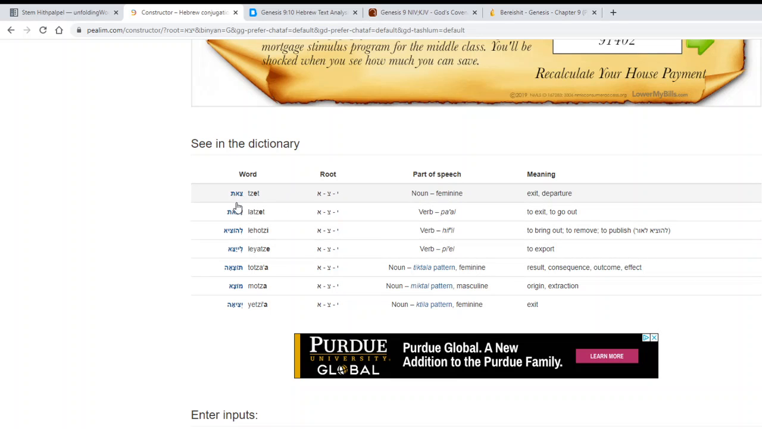Places where this seems to show up in the dictionary, right? With that root, as we used that root, and what part of speech it is, right?